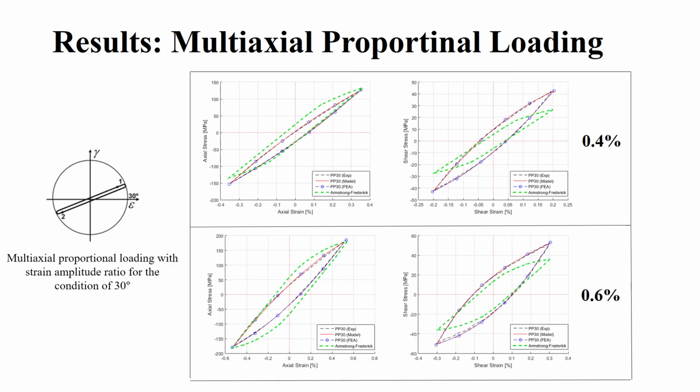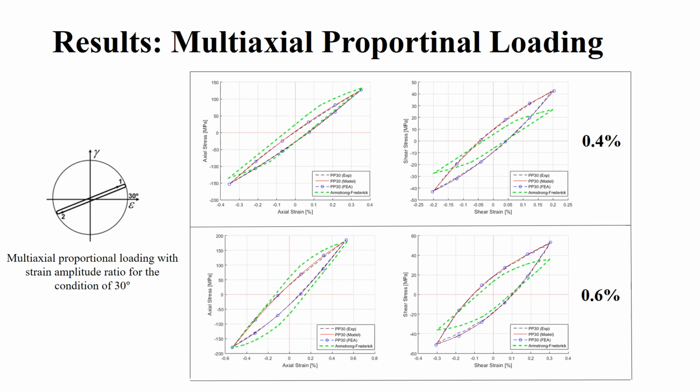These figures present the results of the multiaxial proportional loading with strain amplitude ratio for the condition of 30 degrees. In these figures, the black dashed line represents the experimental results, the red line the hypostrain analytical model, the blue dash-dotted line the hypostrain approach implemented in Abaqus, and the green dashed line the Armstrong-Frederick model. It can be seen that the phenomenological hypostrain approach was successfully implemented in Abaqus.